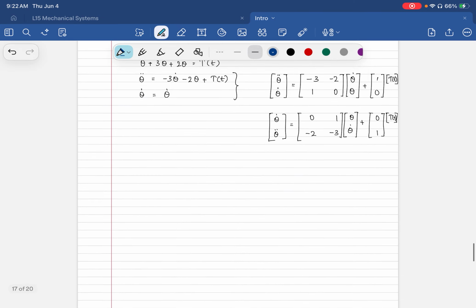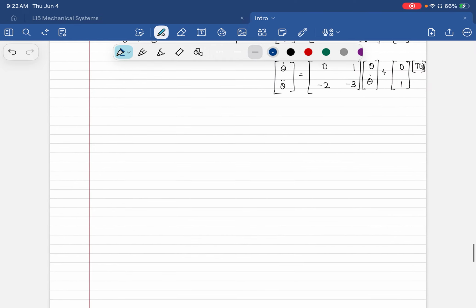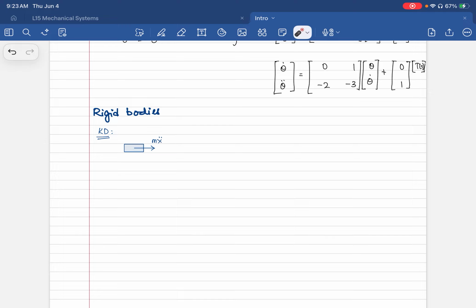So today we're going to move on to rigid bodies, wherein previously, when we had particle approximations in our kinetic diagram, we only had to account for the position of the center of mass. Right, so if you have something like this, mx double dot, you're capturing the acceleration, the inertial forces that this body is going to be experiencing. And so the position of the center of mass captures everything essential about the body.